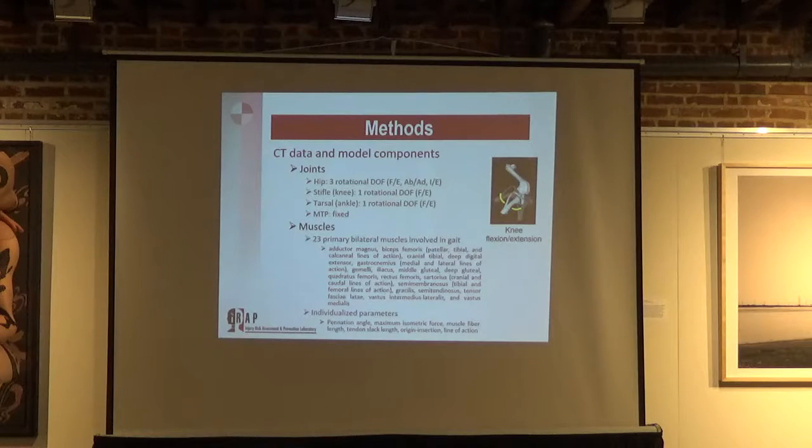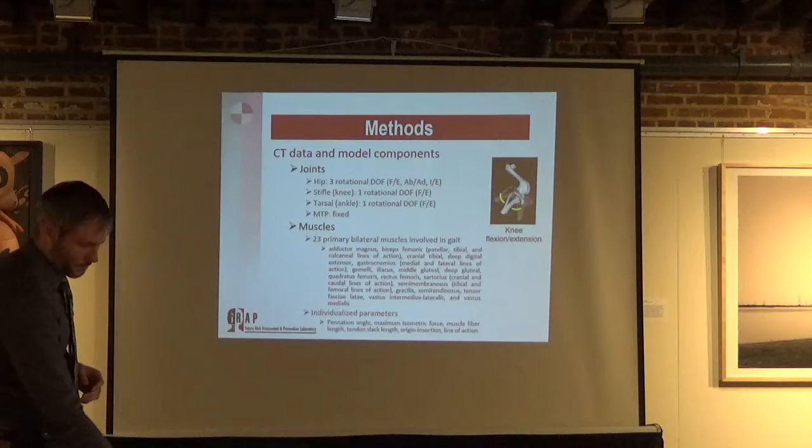23 bilateral muscles that are involved in gait were included, as listed there, so I won't go through that list. But some individual parameters for each of those muscles were determined, including the pennation angle of the muscle fibers, maximum isometric force, muscle fiber length and the slack length, origin and insertion locations, as well as the line of action of each muscle.